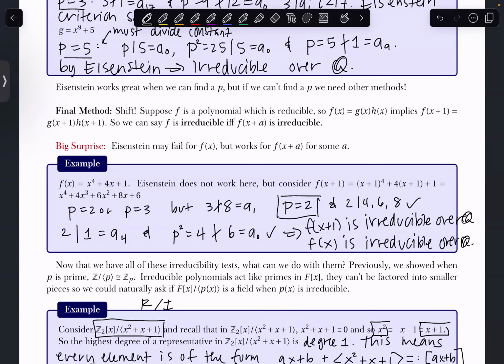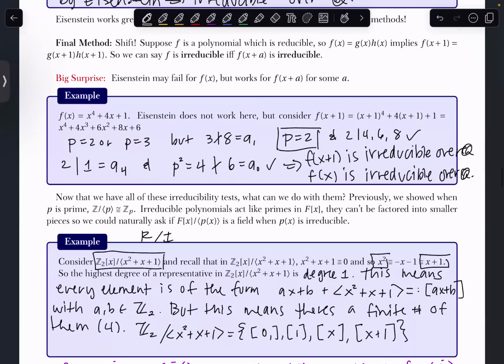Okay, but we did an example where we shifted by 1. And then once we simplified it, we saw that all of our non-leading coefficients were all even. So they're all divisible by 2. And my constant was not divisible by 4. So 2 for Eisenstein criterion actually works. And I can show it's irreducible here.